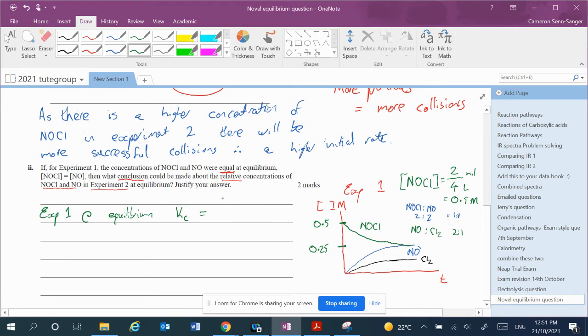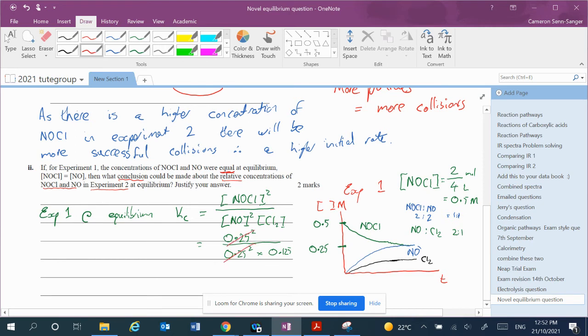The equilibrium expression, well, we'll have NaCl on top, raised to the power of 2, and then we'll have our NO on the bottom, again raised to the power of 2, and our Cl2 there. Let's sub in our values. So we've got 0.25 squared over 0.25 squared times by 0.125.